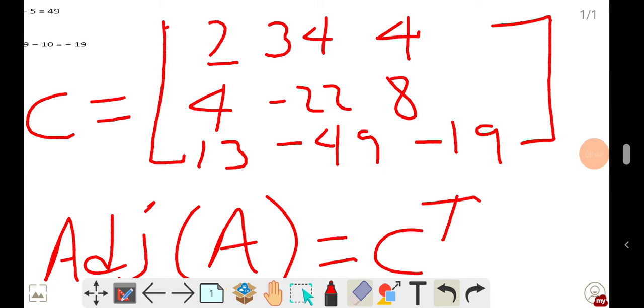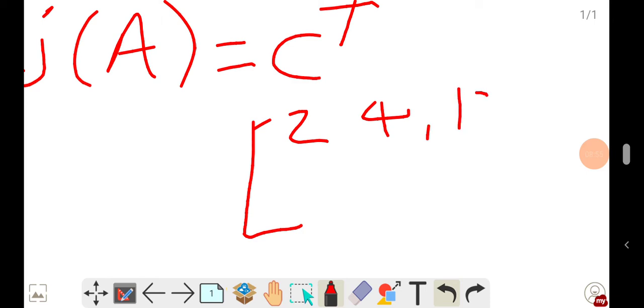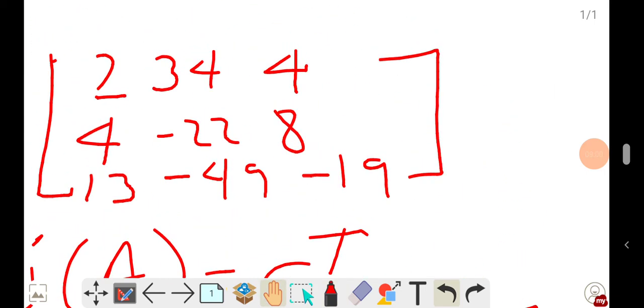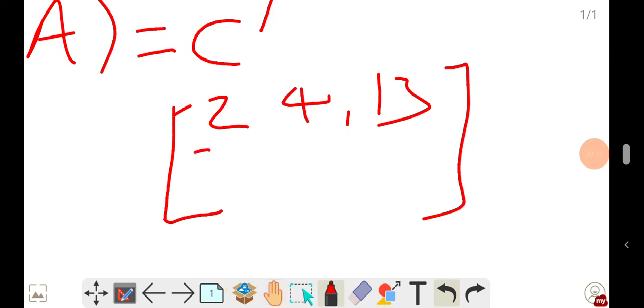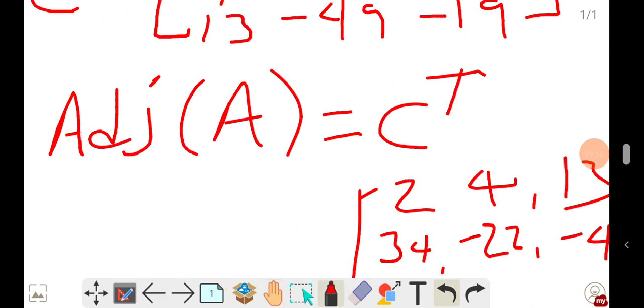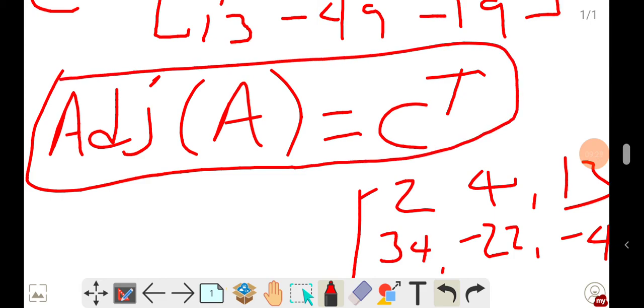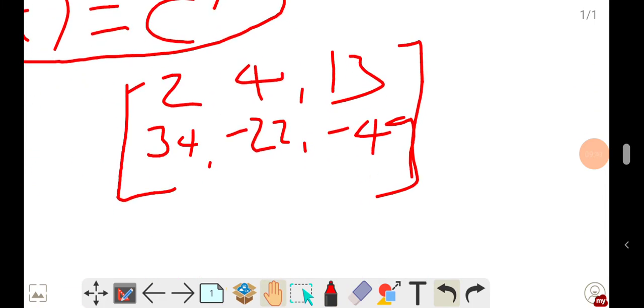And then just inverting. So 2, 4, 13 will be the first row. Okay, the second column, what you see here, will be taken as the second row: 34, negative 22, and negative 49. We are transposing the cofactor, because the transpose of the cofactor, as I told you, will be the adjoint of the given matrix. So at last, the last column, that is 4, 8, negative 19, will be the last row. We are done with the adjoint.